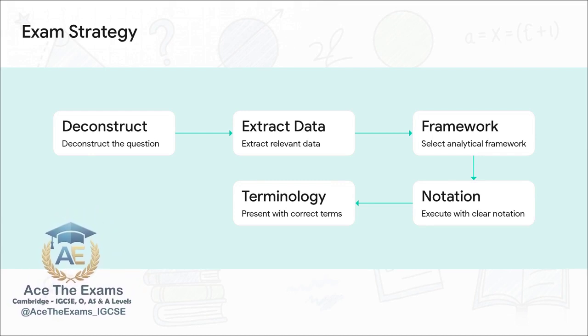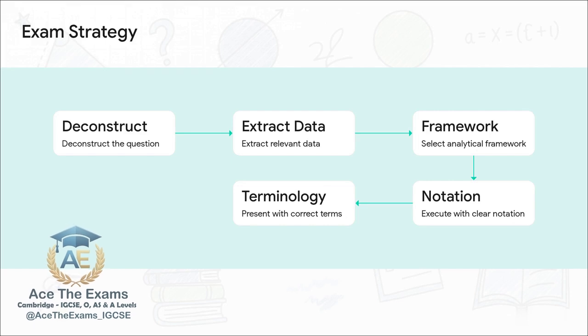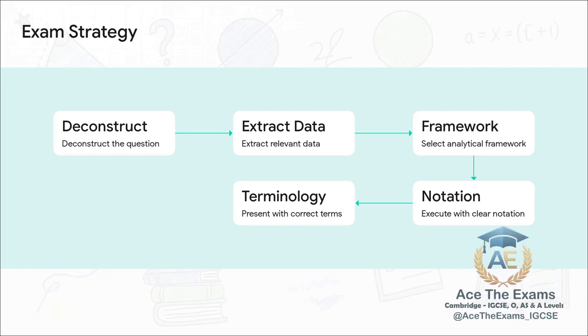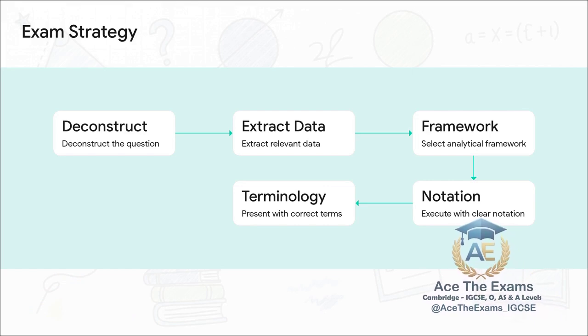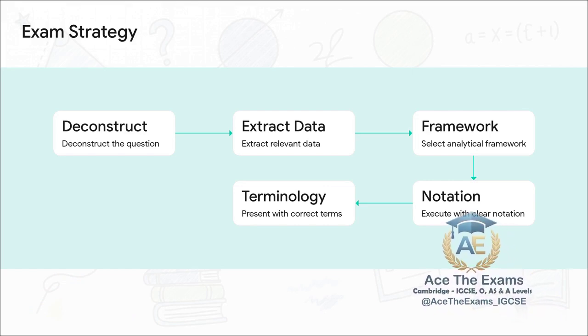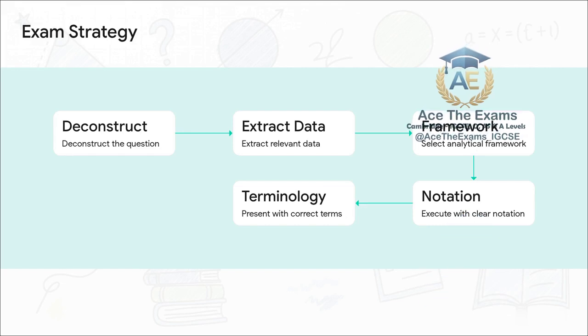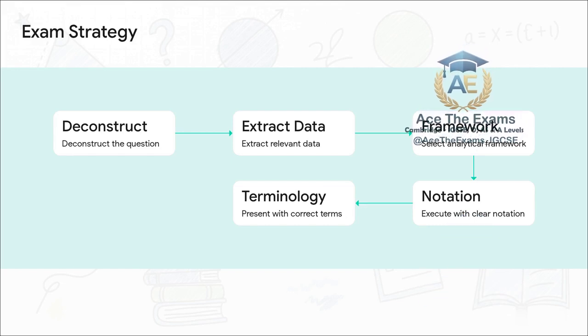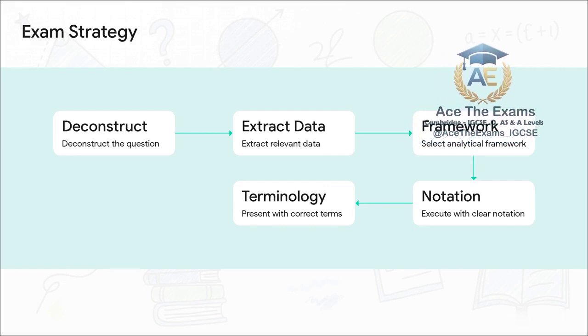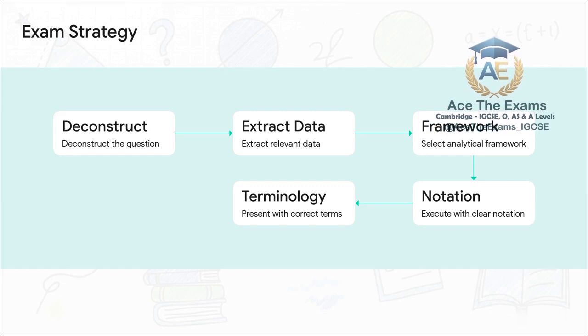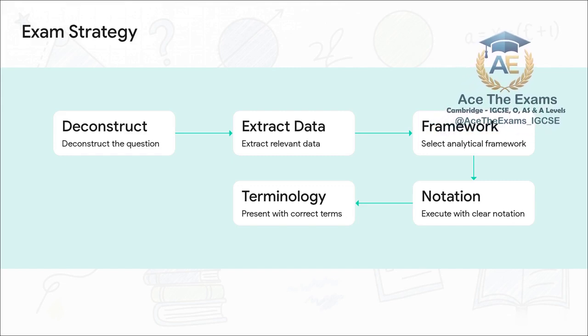Step 2. Extract the data. Pinpoint your exact polynomial and your divisor. Step 3. Select the analytical framework. Are you going to use traditional algebraic long division, or is synthetic division more efficient here? Step 4. Execute your notation flawlessly, making sure those text blocks and equations balance line by line. And finally, Step 5. Present terminology. Conclude your math with the load-bearing terms we just talked about.